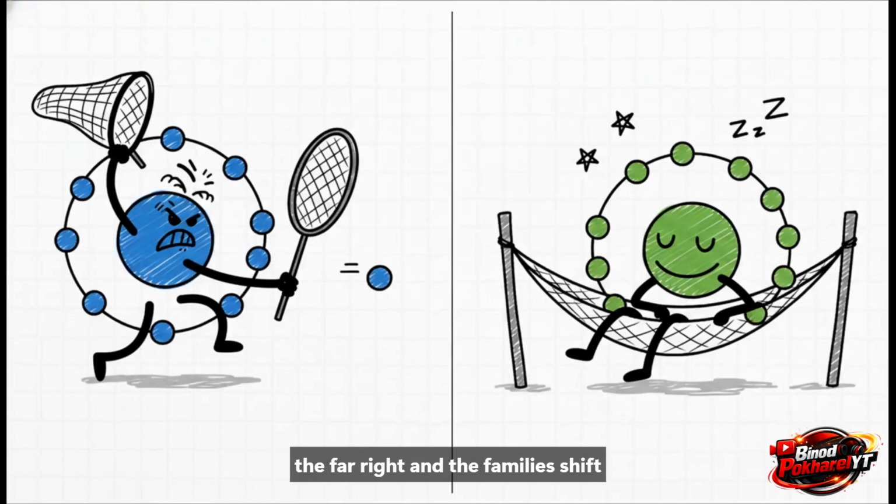Now jump over to the far right, and the families shift drastically. Group 17 houses the halogens, like fluorine and chlorine. These are nonmetals that are missing just one single electron to complete their outer p subshell. That makes them incredibly aggressive and reactive, essentially hunting down that last electron anywhere they can to gain stability.